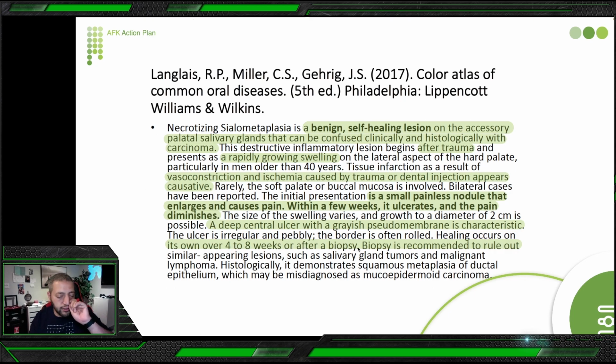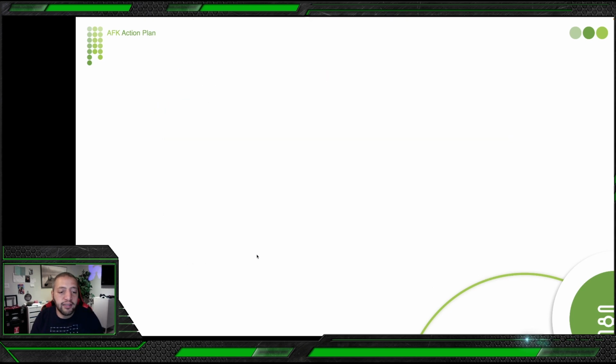And here, let's stop for 1 minute. When your patient comes to you, you ask him questions. If he tells you he has a history of trauma, because of an extraction or maybe something going inside his mouth, and it was a painful swelling, then you do nothing for him. As we said, it's self-healing. It will resolve by its own in 4 to 8 weeks. But if your patient doesn't give you any history about this, you should do a biopsy because you cannot differentiate between those. Biopsy is recommended to rule out similar-appearing lesions such as salivary gland tumor and malignant lymphomas.